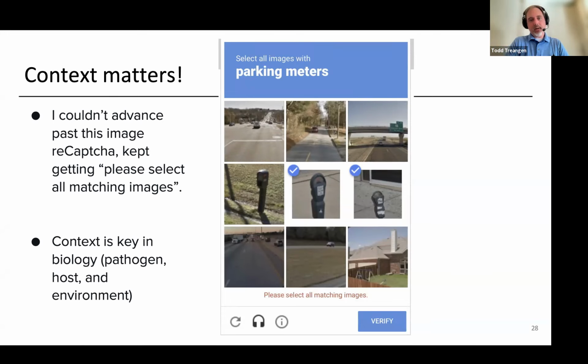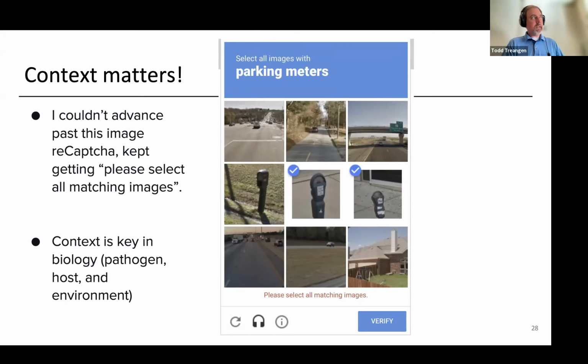And I checked the 2 parking meters that seemed like parking meters to me, but it would not let me advance. And I said, why is this? And I looked and I said, well, it must have a corrupted truth set that thinks that the mailbox in the middle of a grass field is a parking meter. And so once I selected that as a parking meter and hit next, it let me advance. So obviously something was wrong in the truth data set.